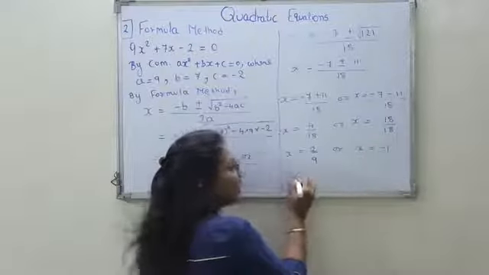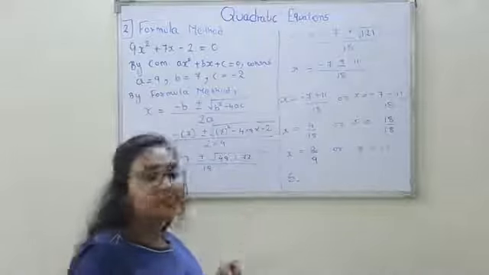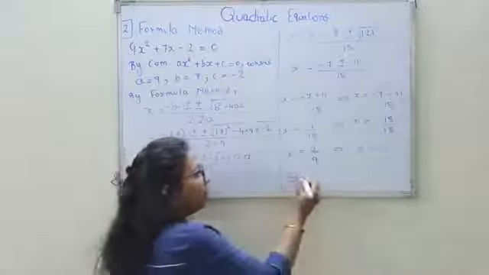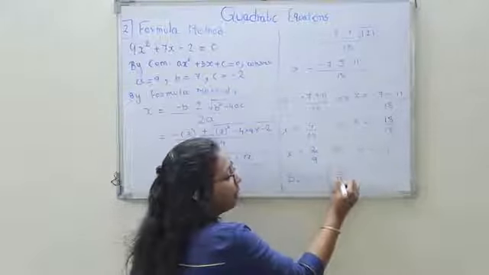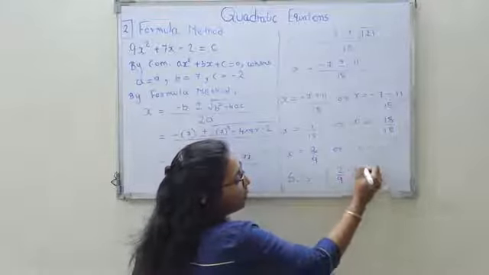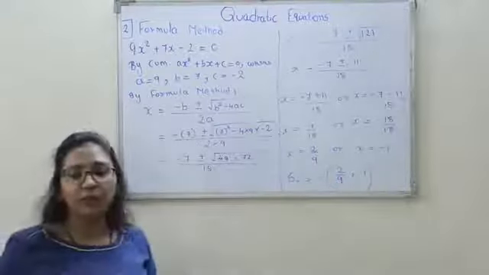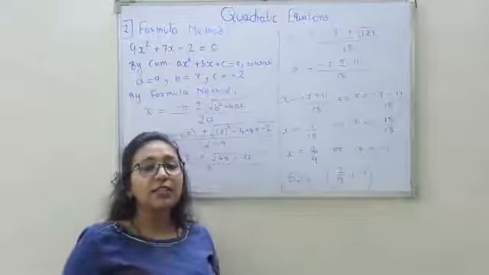So your solution set, same like the factorization method, you have to wind up your answer with the solution set, and these are the roots of the quadratic equation. So I again remind you, you have to write the solution set in round brackets: 2 by 9 comma minus 1. So this was the example of the formula method, where again I remind you, you have to first arrange the equation in standard form.